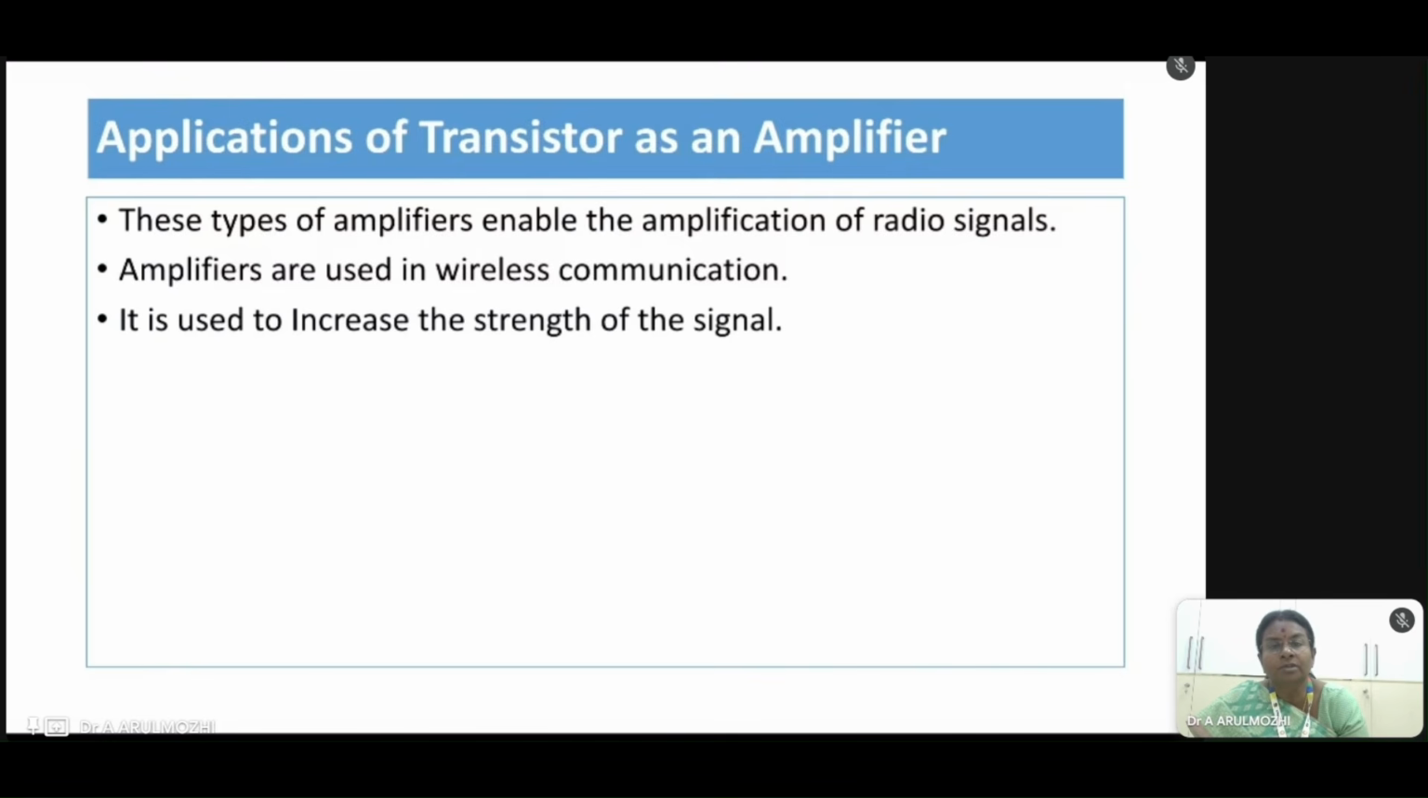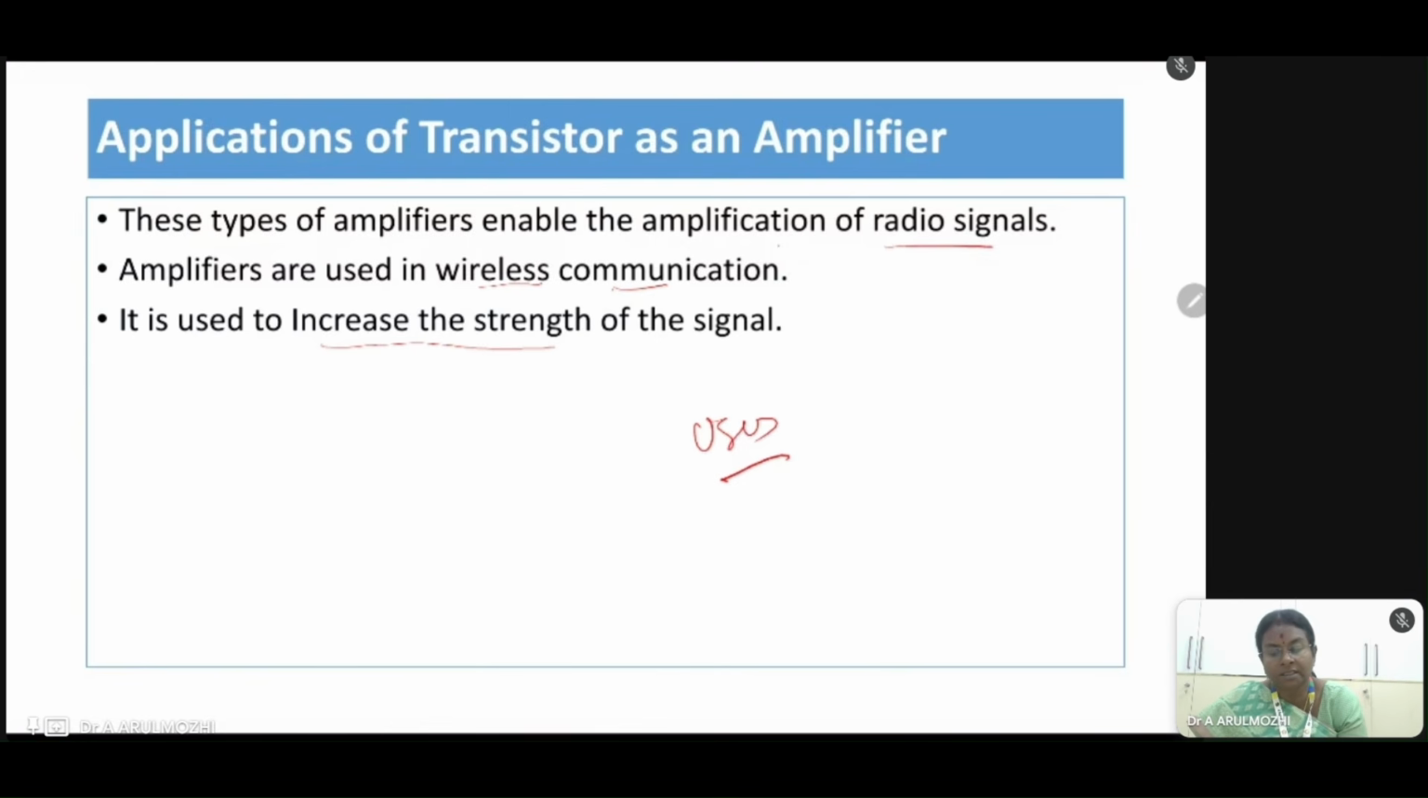Where are we going to use the common emitter transistor as an amplifier? In the case of radio signals, for radio signal amplification, we specifically use the common emitter transistor as an amplifier. We also use it in wireless communication, and to increase the strength of a signal. So these are all the uses of the transistor as an amplifier.